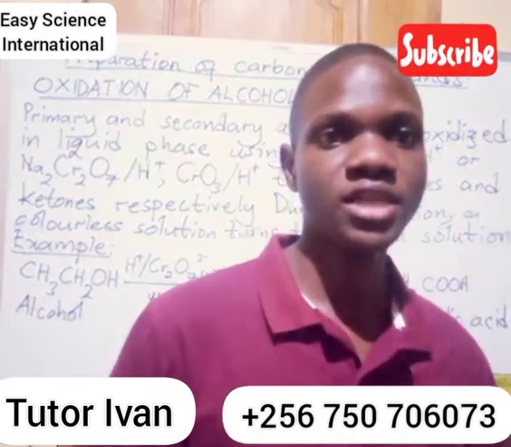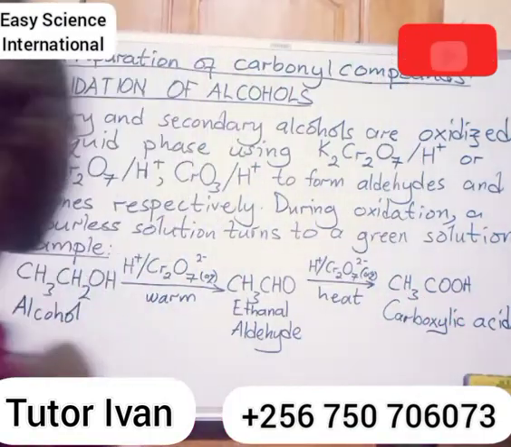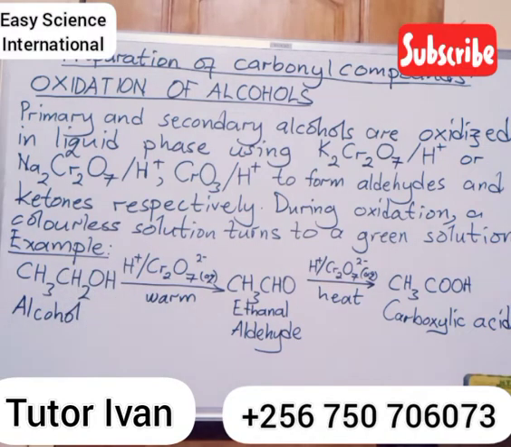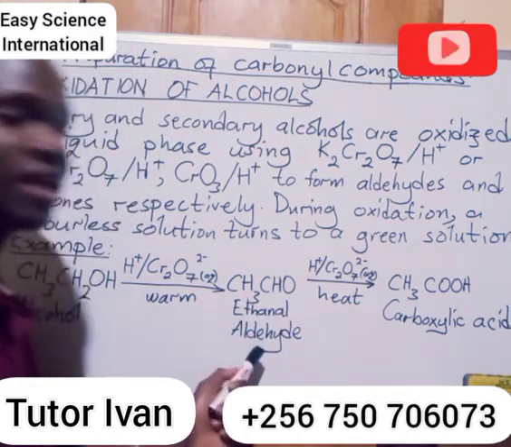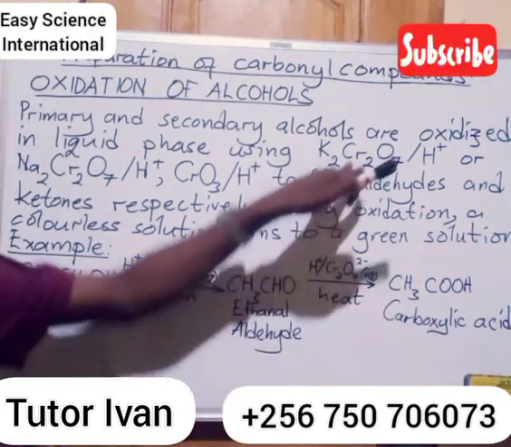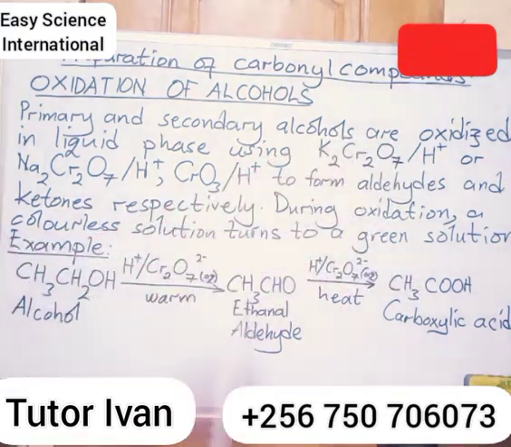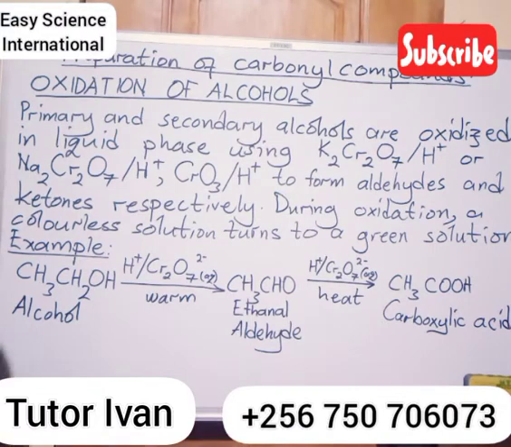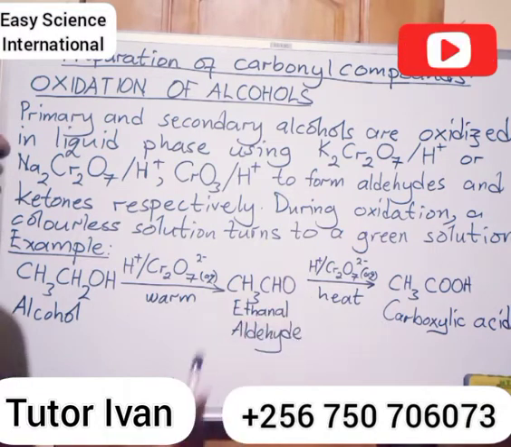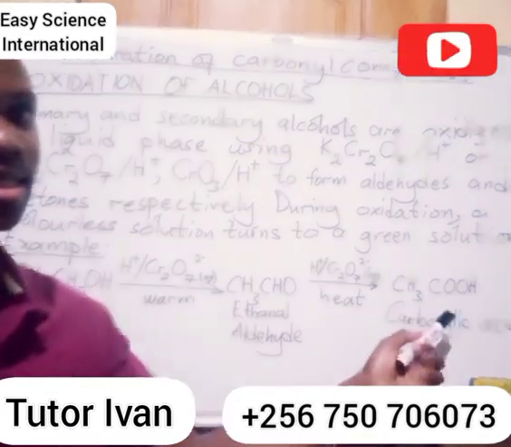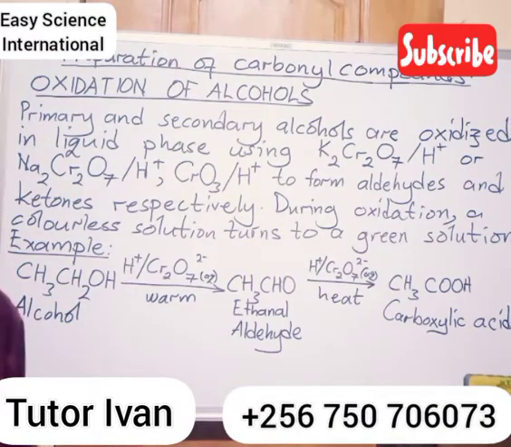And an example we can cite here is when we have ethanol, which is an alcohol here. If you had acidified dichromate 7 and warm, you form ethanal, which is an aldehyde. Remember, as we stated, that the acidified dichromate 7 basically yields the aldehyde. Now, if you continue heating while adding this acidified dichromate 7, you form the carboxylic acid, which we are not interested in at the moment.